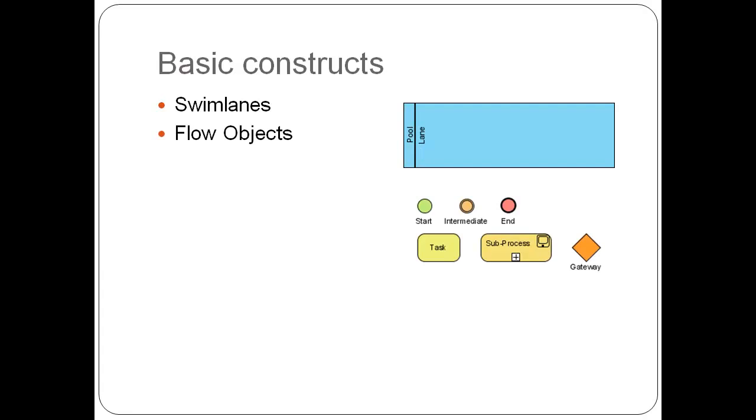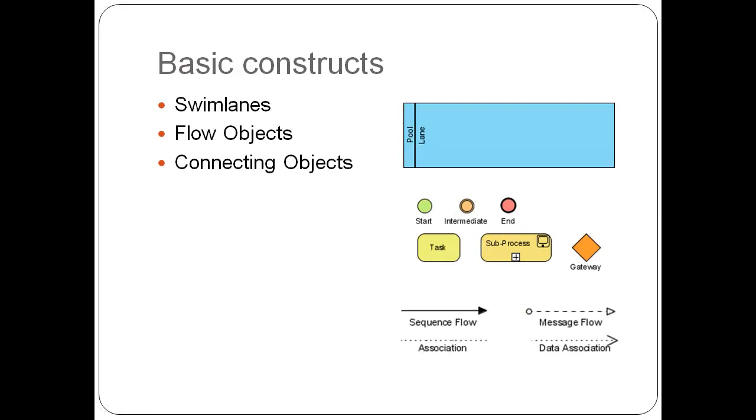We have different types of flow objects like the task, gateway, event, or something like that. I will walk through this in detail very soon. And also we have connecting objects. A connecting object is a connection line to connect the flow objects. So the connecting objects show the flow in the business process. There's no one more important or less important. All business processes combine all these three types of basic constructs.